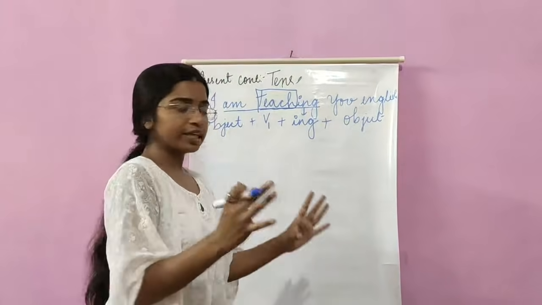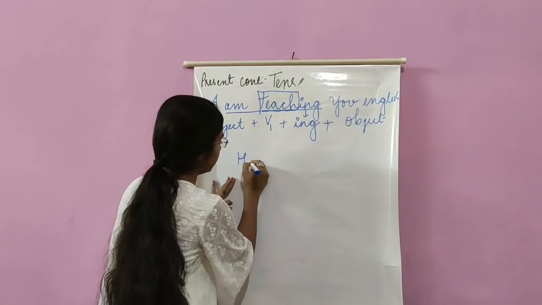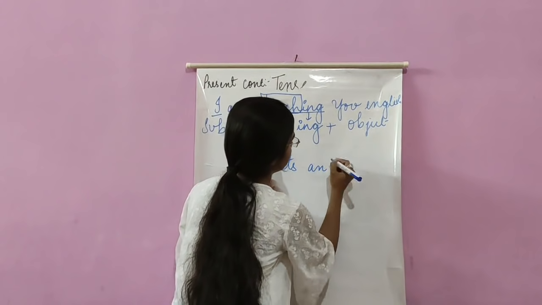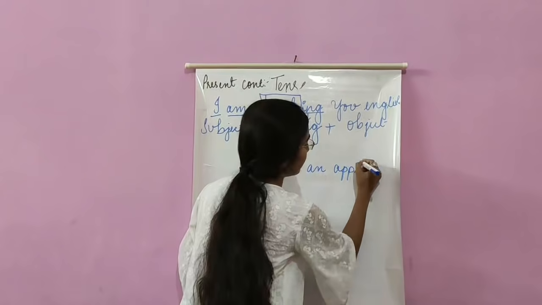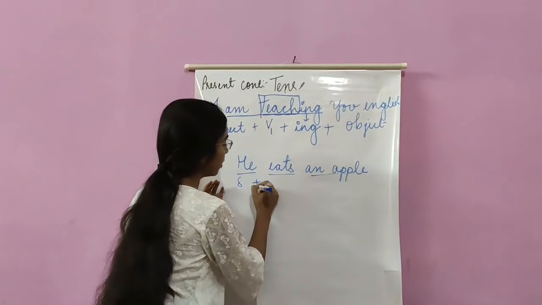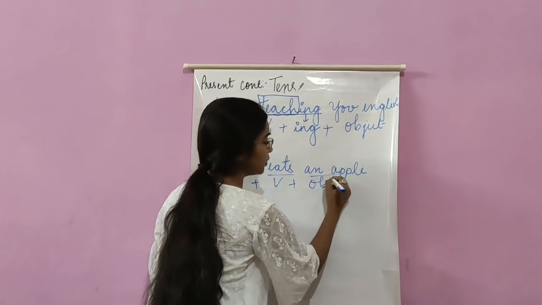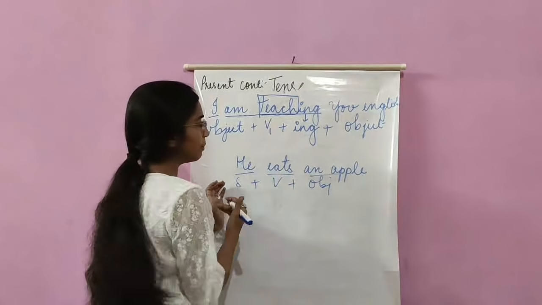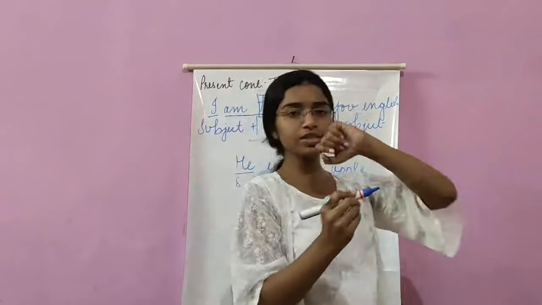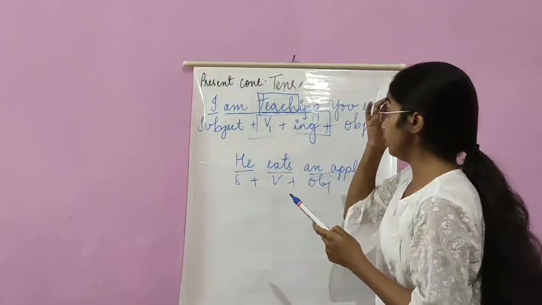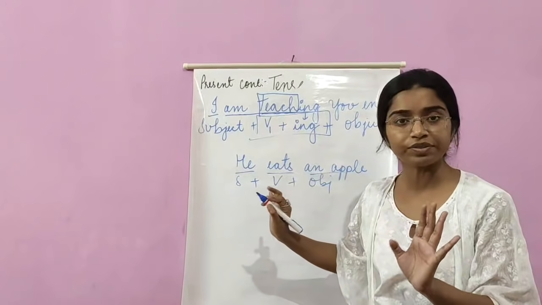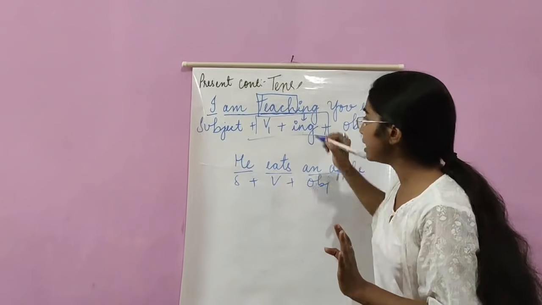Okay? For anything that you say, if I say he eats an apple, the basic structure is what? Subject plus verb plus object. This is the subject, verb, object. This is the basic structure. The same is over here: subject, verb, object. This together can be taken as the verb. Now, I could write verb continuous form or something of that sort, but I have separately written ing.